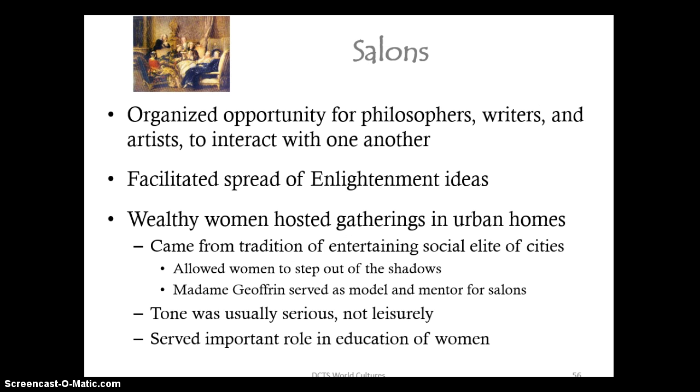Salons. These are the areas where the philosophes will be doing most of their talking. Because remember, that is the one thing that they like to do, is they like to hear themselves talk. This is an organized opportunity for philosophers, writers, and artists to interact with one another. This helps to facilitate the spread of Enlightenment ideas. It is because of this talking that people start getting exposed to these new ideas, and then they start talking to other people, and these ideas are spread outward.